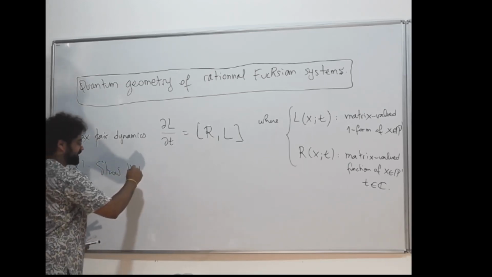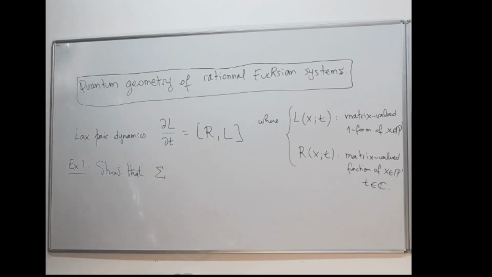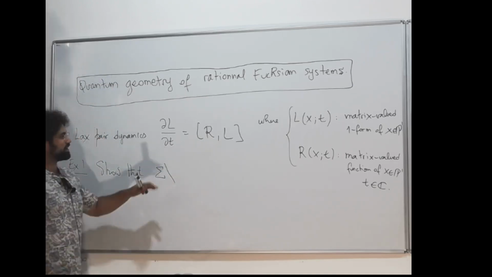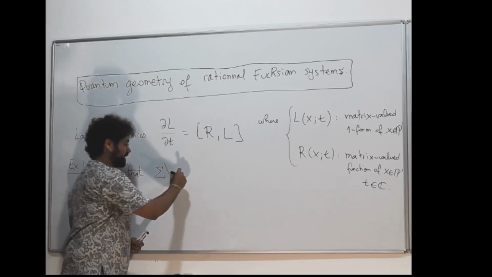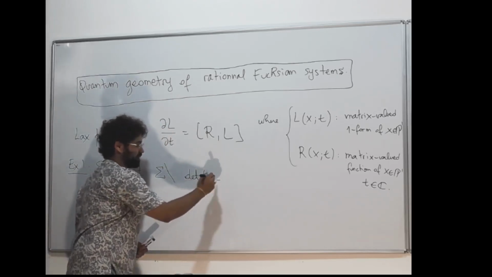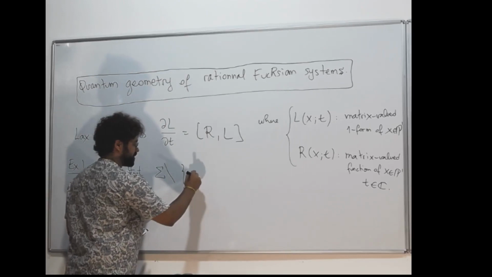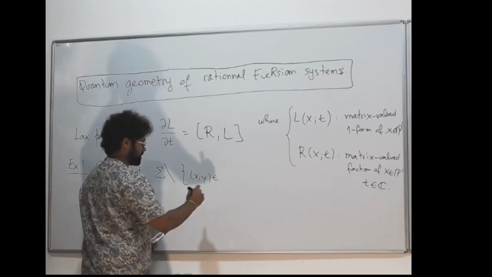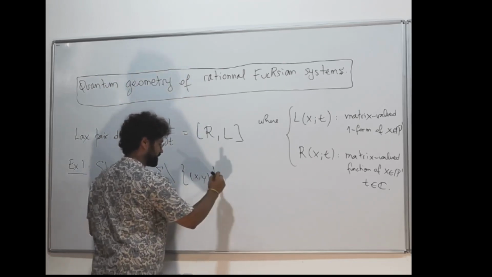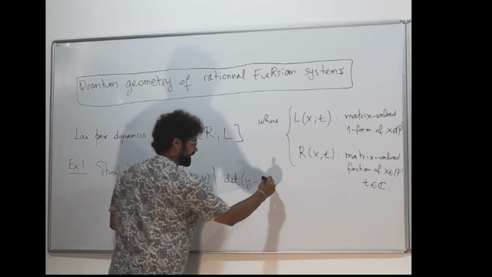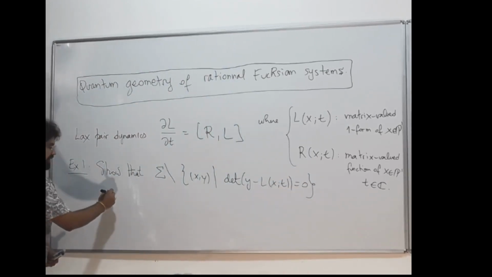Exercise 1: show that the curve defined by the characteristic polynomial of the matrix L, basically the pairs (x, y) such that the determinant of y minus L(x, t) is equal to 0, does not depend on time.